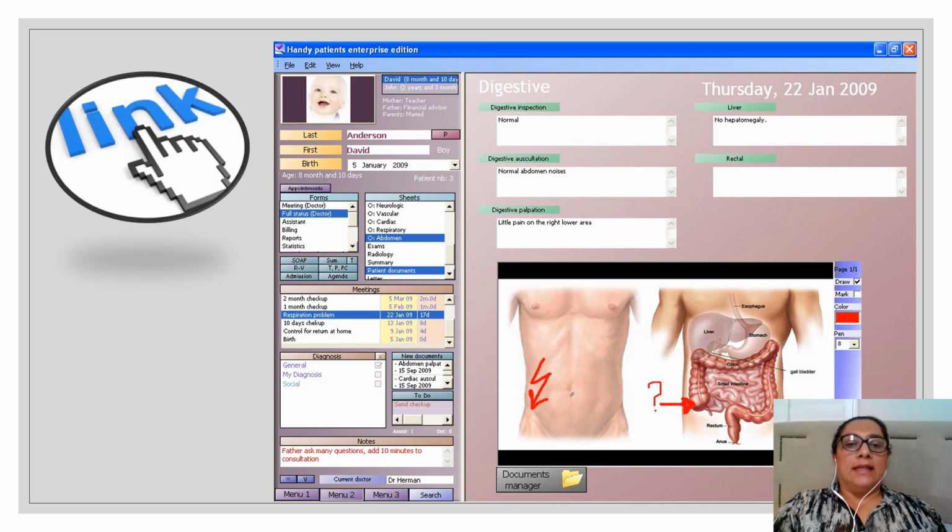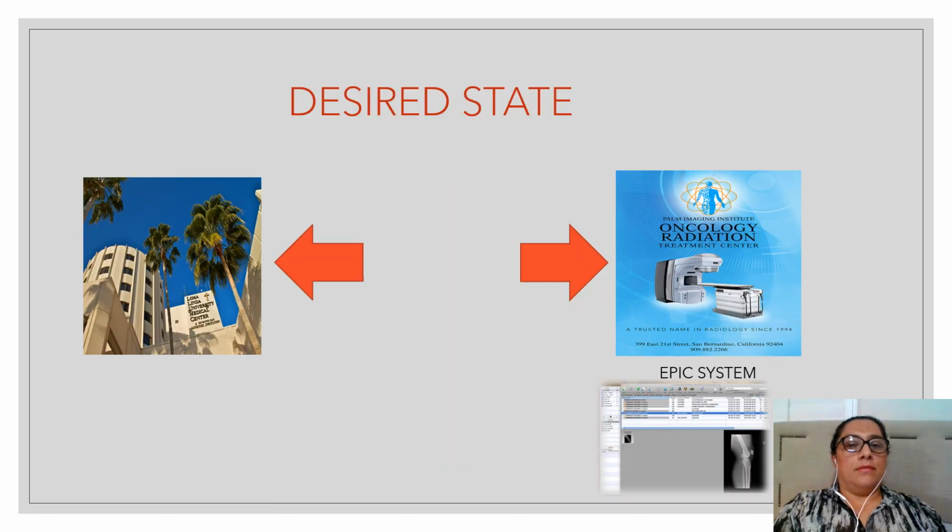You would have to create a link, a hyperlink, to allow the communication between these two facilities. A link that is safe, that will keep patient information private and not easily hacked. Therefore, linking these two facilities is important and is a desired outcome.